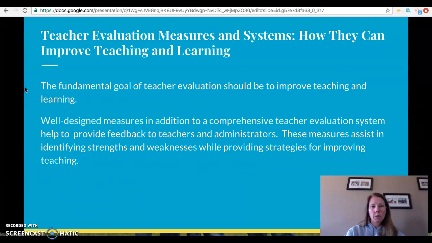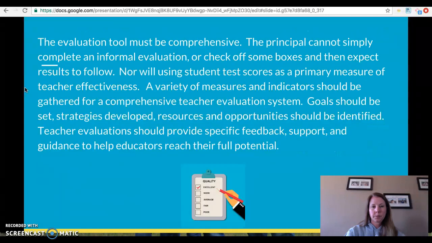Teacher evaluation measures and systems. How can they improve teaching and learning? The fundamental goal of teacher evaluation should be to improve teaching and learning. Well-designed measures in addition to a comprehensive teacher evaluation system help to provide feedback to teachers and administrators. These measures assist in identifying strengths and weaknesses while providing strategies for improving teaching.